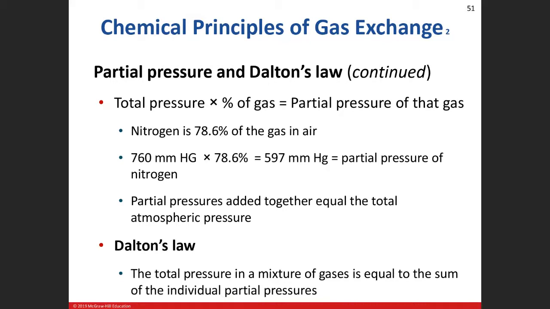Basically, we take the total pressure, which is going to be 760 millimeters of mercury, and then whatever the percentage of that gas is in the atmosphere. I just told you that nitrogen is 78.6. So we're going to multiply 760 millimeters of mercury times that percentage of nitrogen gas, and that will give us the partial pressure of nitrogen. See how we did that?